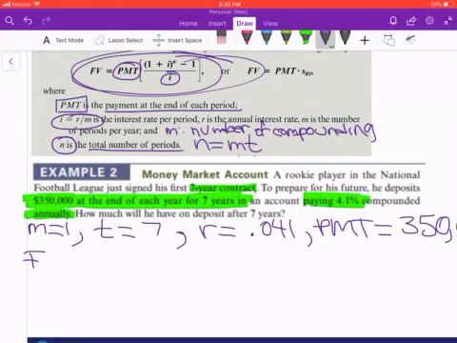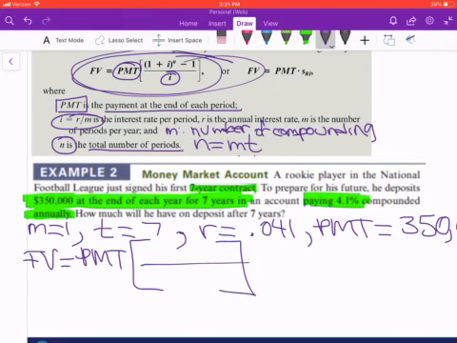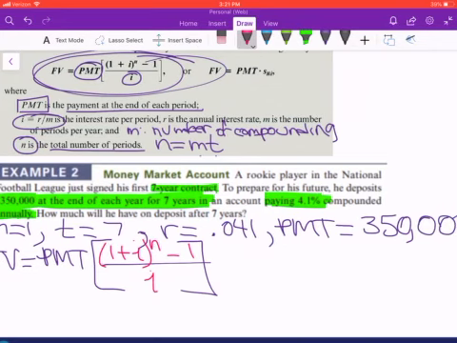So future value will equal the payment, bracket, and then we have 1 plus I raised to the power n minus 1, and then I on the bottom. So let's see what we can substitute here. So the payment will be substituted with the 350,000.